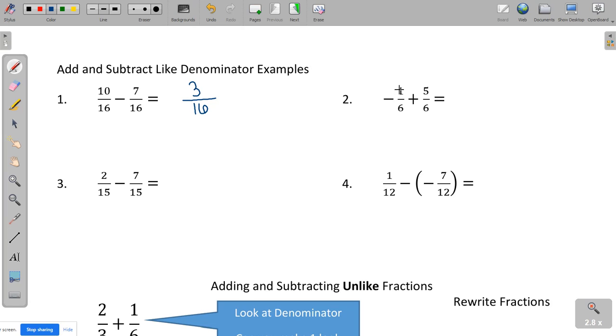Number 2, -1/6 plus 5/6. We're going to add our numerators. So -1 plus 5 is 4. We keep our denominator of 6. Now we simplify. 4/6. So what divides into 4 and 6 evenly? That is 2. We can divide both by 2, and we get 2/3. We always want to simplify.